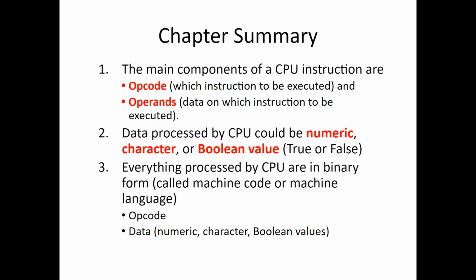And the third point is that everything processed by the CPU is in binary form. I touched on this in the last point. Binary form is machine code, and the only thing that the CPU can do is process binary. It manipulates this through opcode and data.